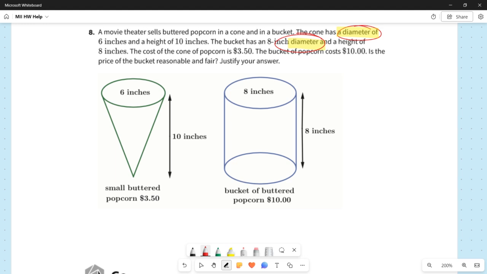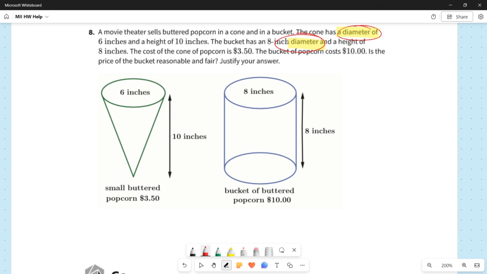Justify your answer. In the context of this problem, we're going to use the cone to figure out what the fair price is, and then figure out if people are getting ripped off with this bucket, because it's clearly bigger, but it also costs more. Is it better to get a bunch of cones, or is it better to get one bucket? What's the better situation here? Are people getting ripped off here or not?